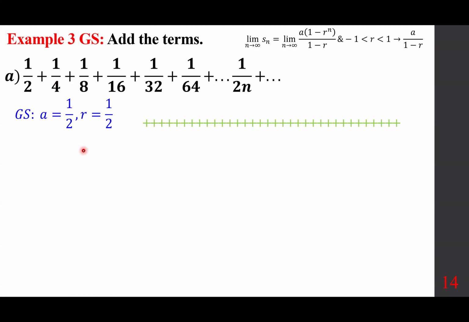And because r is between -1 and +1, the formula says a over 1 minus r. Plug in: 1/2 over 1/2 is 1. So it's fascinating. If you pick 1/2 and add half of it again and again and again, the total ultimately becomes a convergent number, which is 1.